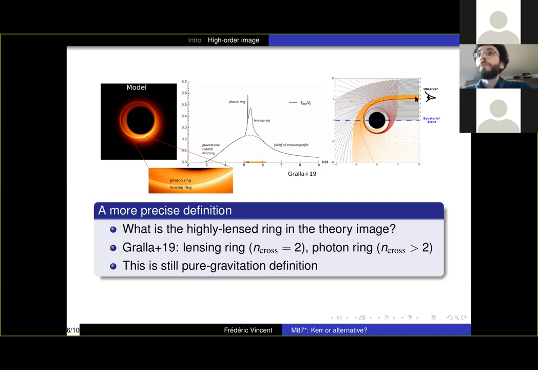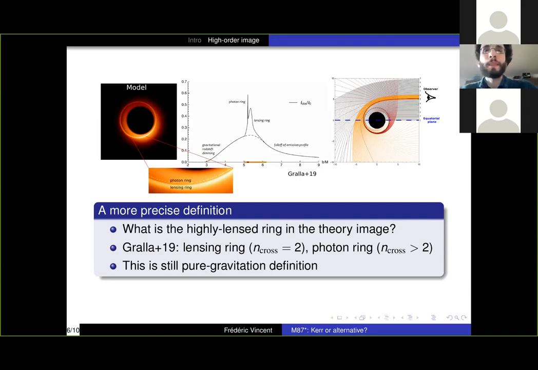And these yellow photons that cross the equatorial plane two times are responsible for this so-called lensing ring here, the thicker part of the highly lensed region. Now, if you consider this extremely narrow set of photons depicted in red here, you see that they are crossing the equatorial plane one, two, three times. And they are responsible for this very thin inner ring here that Gralla et al. proposed to call the photon ring.